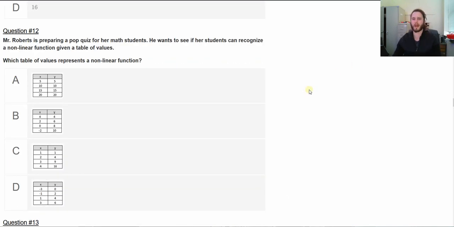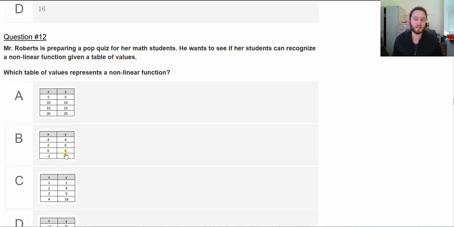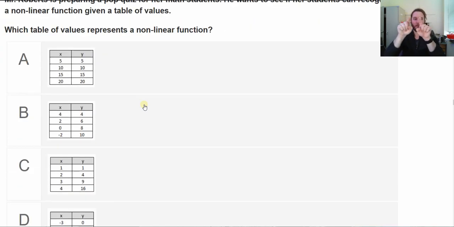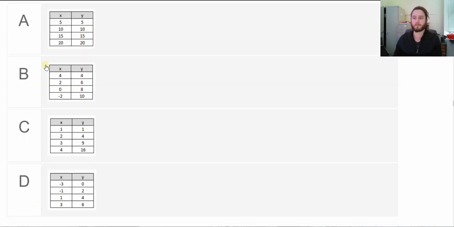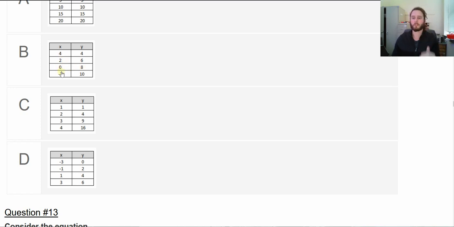Moving on to number 12. Mr. Roberts is preparing a pop quiz for her math students. I think there are some typos in this question, but whatever. So they want to see if students can recognize the nonlinear function. So nonlinear just means that both sides of the table are not moving evenly. So for A, we have 5, 10, 15, 20, 5, 10, 15, 20. This is exactly the same, so that's linear. Nice straight line. For B, 4, 2, 0, negative 2, so it's counting by twos, that's fine.